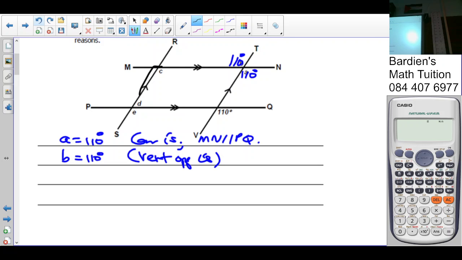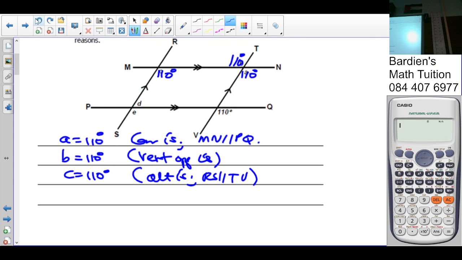How do you calculate C? You can go alternate angles here. So angle C is equal to 110 degrees. And the reason there is the fact that it's alternate angles with RS being parallel to TV. Okay? Then that is C. D.